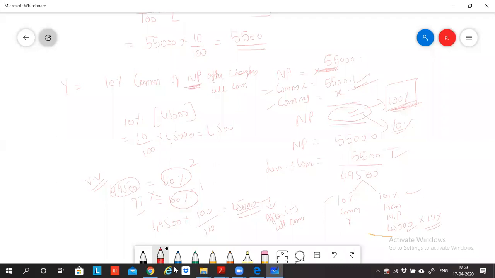Right or wrong? If you want to check whether your answer is right or wrong, in the 49,500, 45,000 is the firm's profit, so how much is left for Y? From 49,500 minus 45,000, we get 4,500. In the 4,500, it matches.